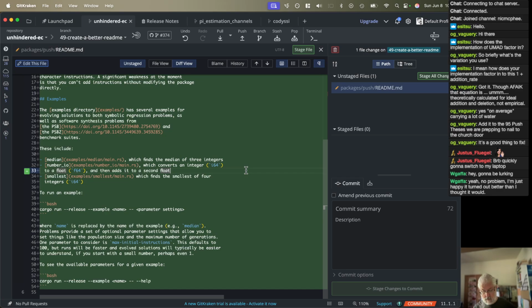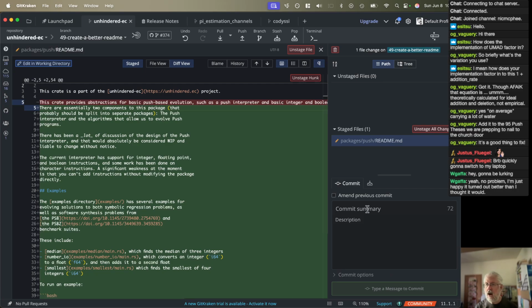Yeah. And pretty minor comments. I think I found one mistake, but just a typo. So this creates a README for push.